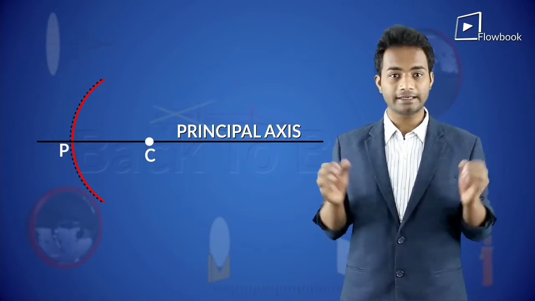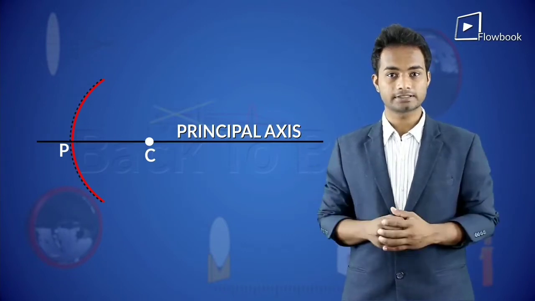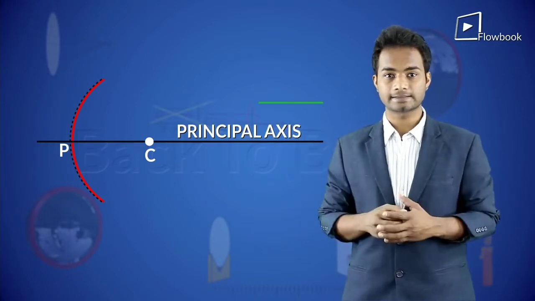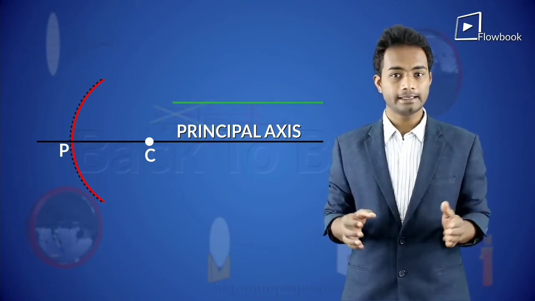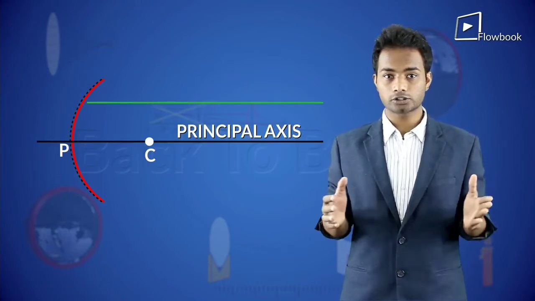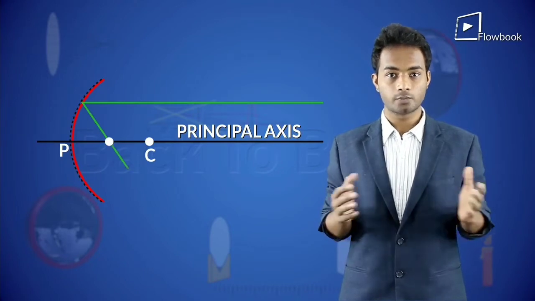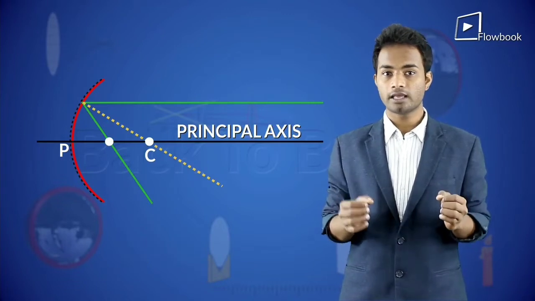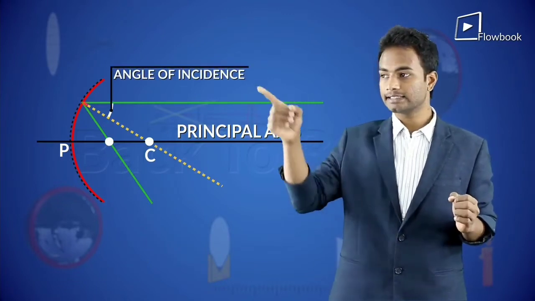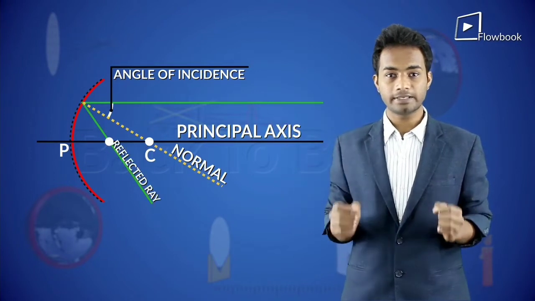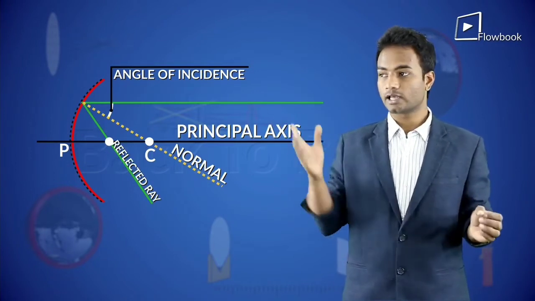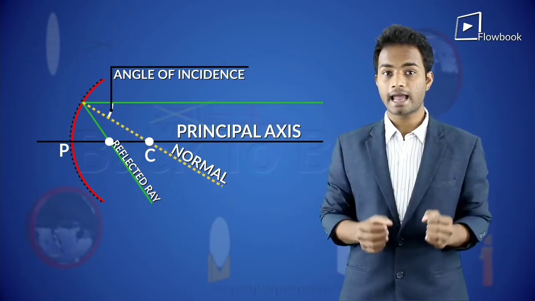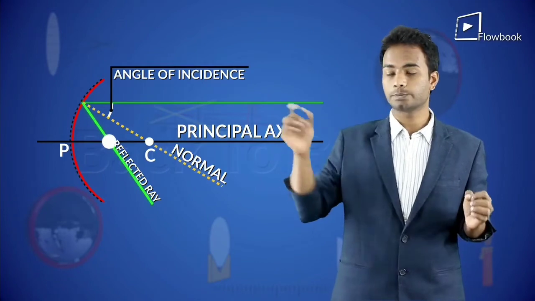Now, let's throw some light rays on these mirrors and see what happens. Well, first, let's throw a light ray that is parallel to the principal axis. What happens? Well, you see, light travels in a straight line, and also it follows the law of reflection, which is the angle of incidence is equal to the angle of reflection. So, if this is the angle of incidence, this will be the normal and this will be the reflected ray. Well, as we can see here, the normal passes through the C, which is the center of curvature, and the light ray reflects through this point.